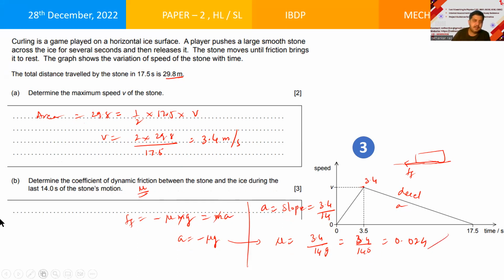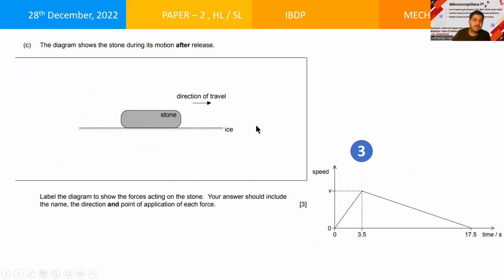So we have kept it here. Then let us go on to the next one. The diagram shows the stone during its motion after release. Find out the free body diagram. So nothing special here. mg acts downwards, normal force acts upwards, and since it is during its motion after release, there is no horizontal force. Then you see there's a frictional force acting over here, right? So as it passes along AB over here. So that's it. Nothing else to be written.